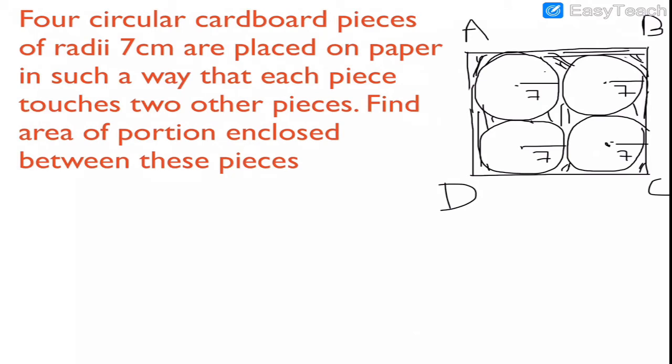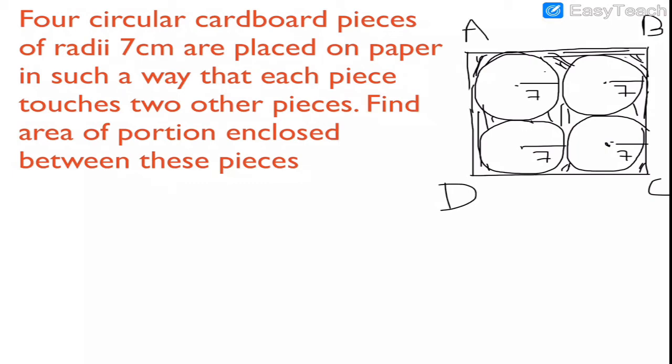Now in this question we are given 4 circular cardboard pieces, and as we can see in the figure, each of them is of radii 7 centimeter, and we need to calculate the area of portion enclosed between these pieces, that is the area that is left between these pieces. Now we know that the area of shaded area can be calculated by calculating the area of square ABCD and then deducting the area of these 4 circles.